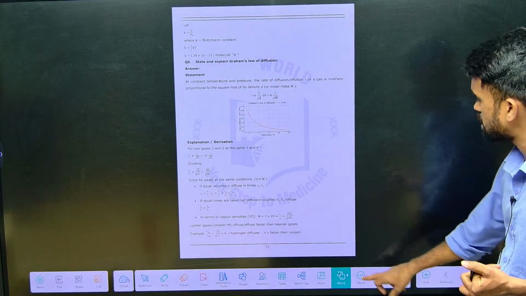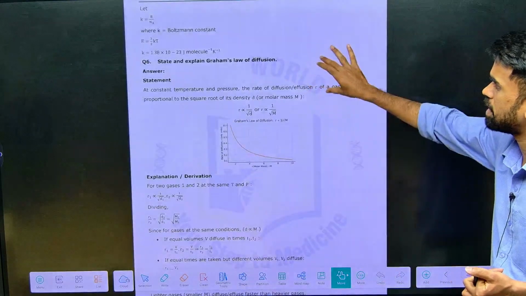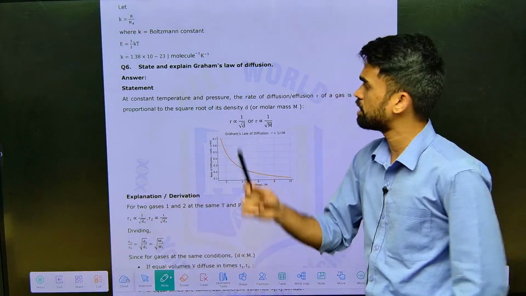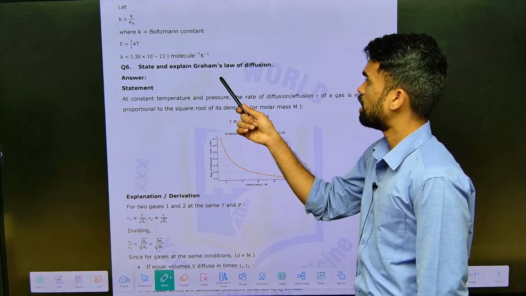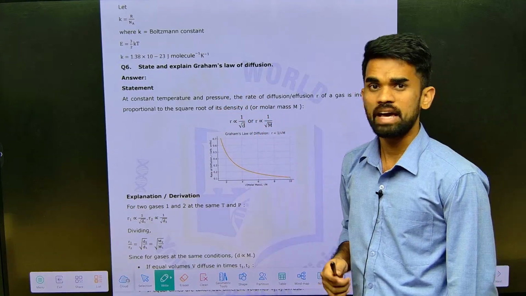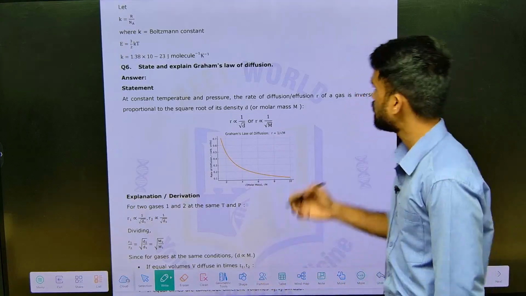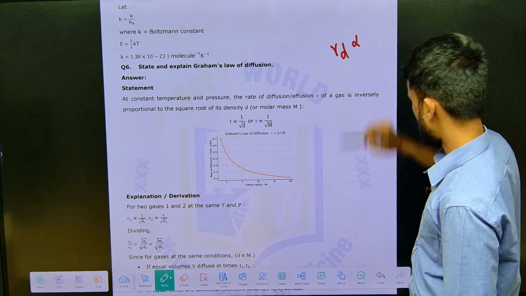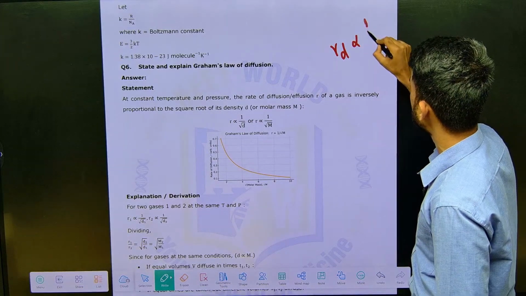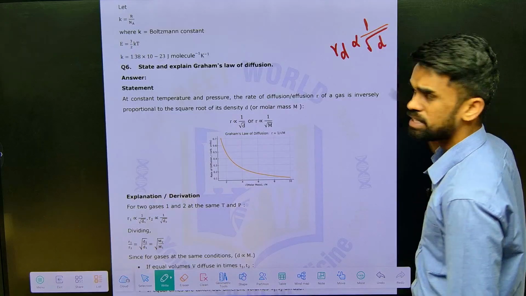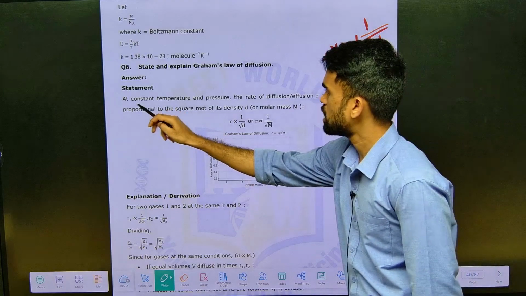Okay, the next one is Graham's law of diffusion. State and explain Graham's law of diffusion. This we studied just now in the kinetic gas equation. I did the derivation of Graham's law from the kinetic gas equation, right? So what we finally concluded is that the rate of diffusion of a gas is inversely proportional to the square root of the density of that gas, at constant temperature and pressure.